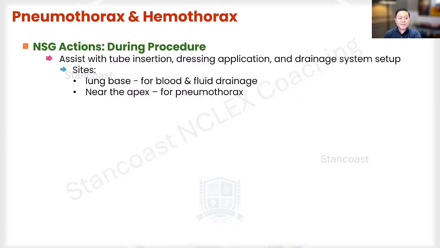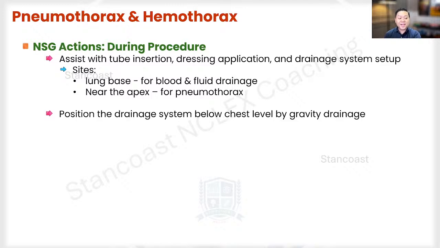Now, around this time, when the incision has been created and the catheter or the tube has been advanced into the pleural cavity, then we want to make sure that the drainage system is placed below the chest level, okay? Make sure that you do that in order to allow the drainage of the blood by gravity. So that is very important.